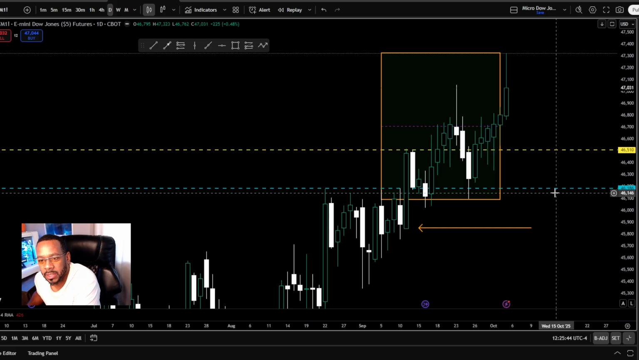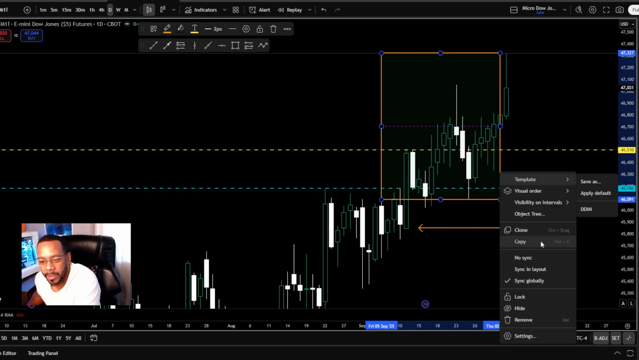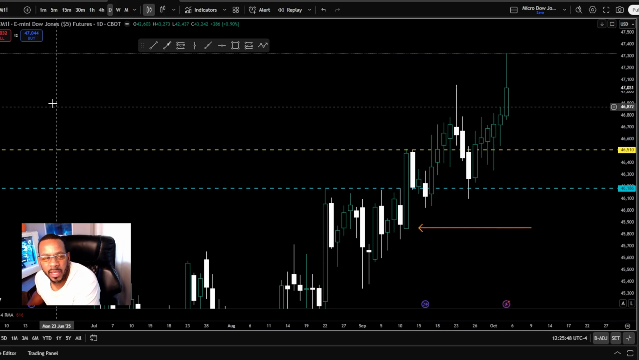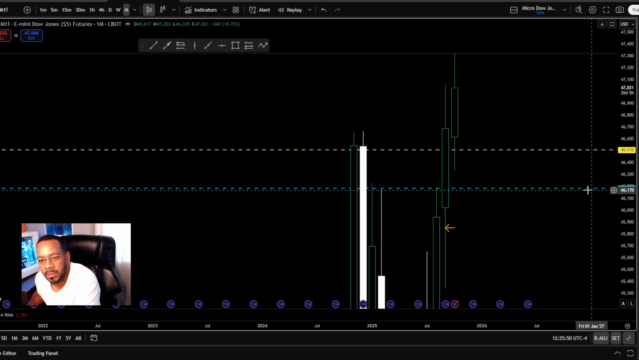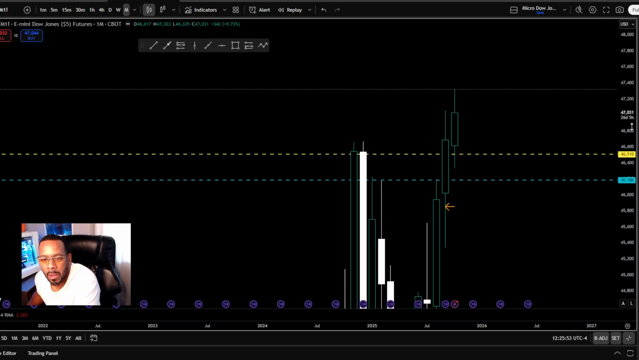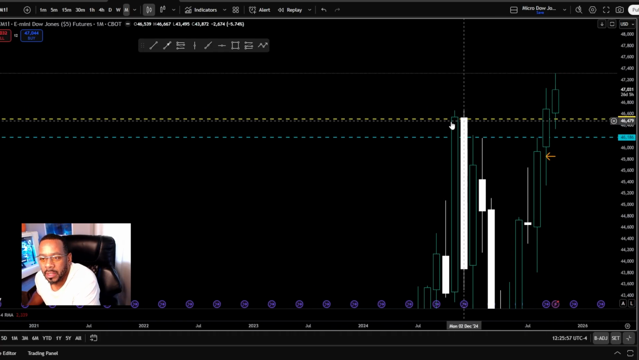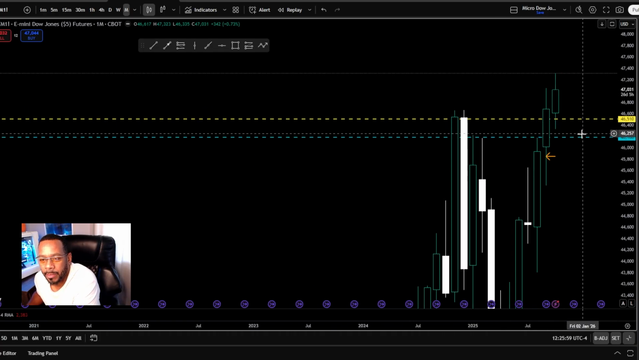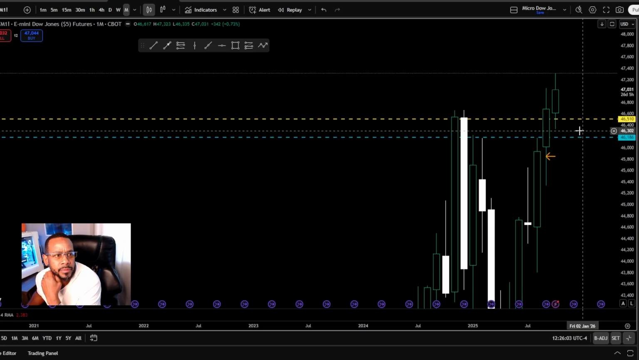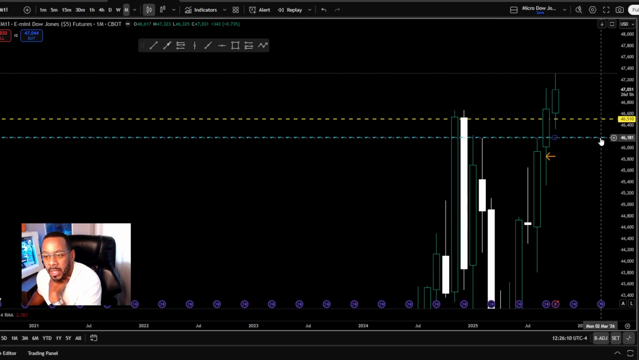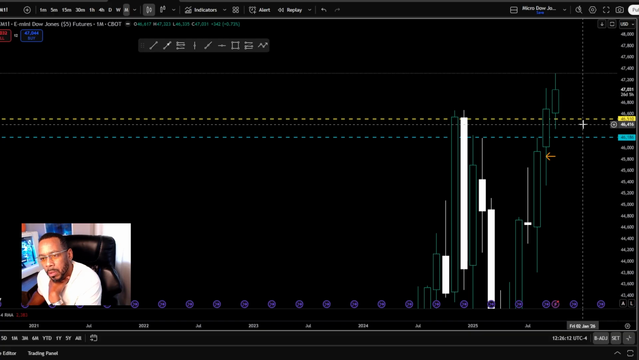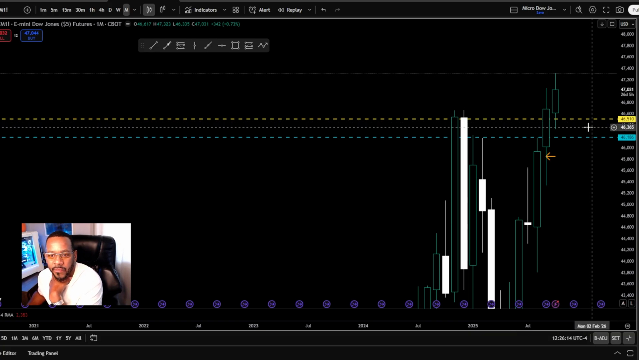Let's go ahead and zoom out to the monthly and get a better picture of what it's looking like this month. So here we are on monthly. We see here price came right back into here, past the 50% mark of the imbalance for the previous month. So that's good. Did it come all the way down here to the monthly support? No. But we at least hit the 50% mark.